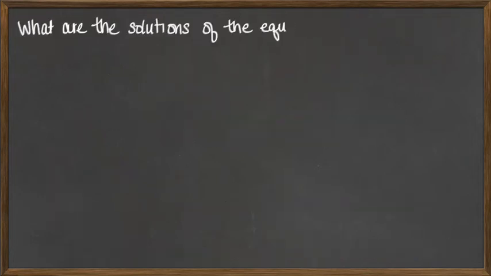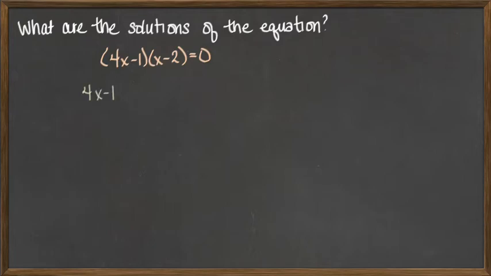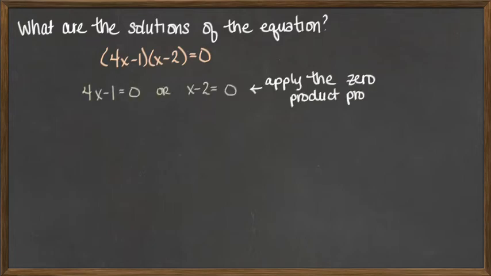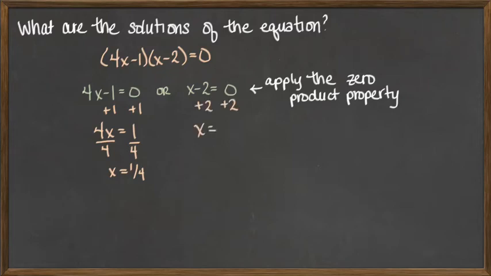So, an example. What are the solutions to the equation 4x minus 1 times x minus 2 is equal to 0? Well, this one's already been factored. That's how you end up here. So we make use of the zero product property. When I set 4x minus 1 equal to 0 and x minus 2 equal to 0, that's what I'm doing. And then I solve the linear equations that result. So x equals 1/4 or x equals 2.